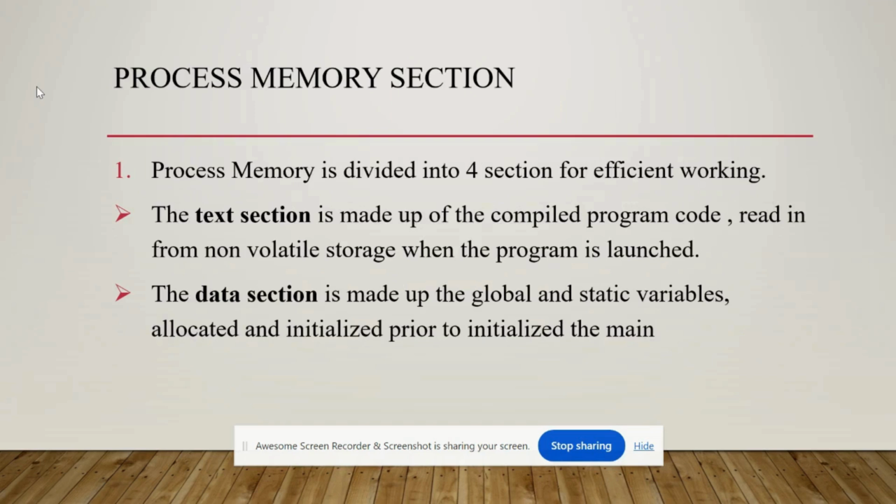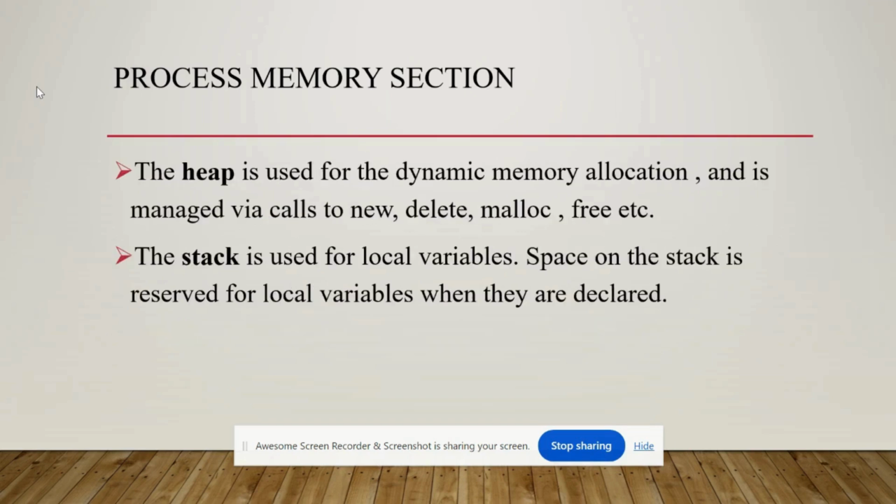Now coming to the process memory sections. Process memory is divided into four sections for efficient working. The text section is made up of compiled program code, read in from non-volatile storage when the program is launched. The data section is made up of the global and static variables, allocated and initialized prior to executing main.